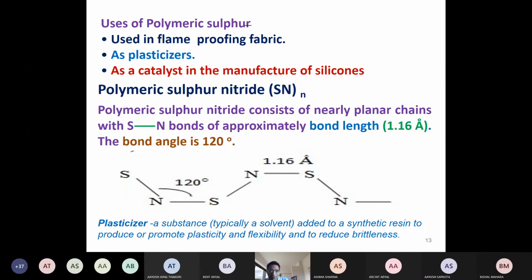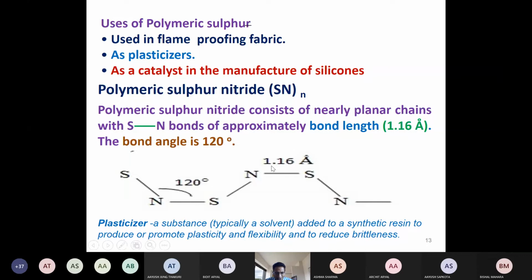Now, the next sulfur-based polymer is polymeric sulfur nitride, which consists of nearly planar chains with sulfur-nitrogen bonds of approximate bond length 1.16 angstrom, and the bond angle is 120 degrees, as shown in the diagram.